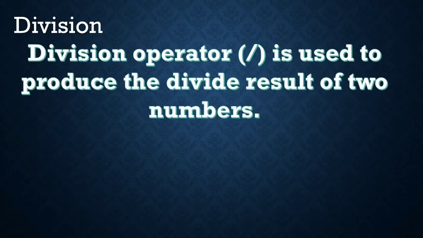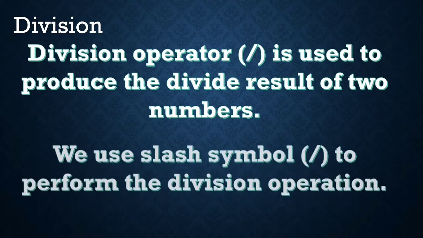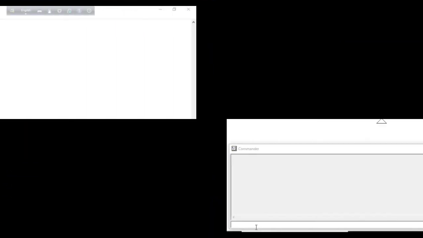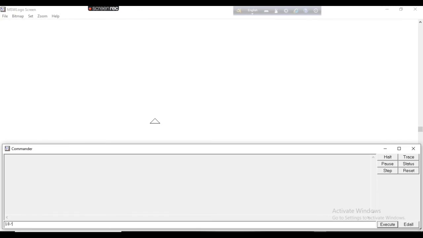Now the last operator is division. The division operator is used to produce the divide result of two numbers. We use the slash symbol to perform the division operation. Here we just find the quotient of the two numbers. Here are the steps. First you put the numbers with the division sign, then you get the value but with an error message. You can print the numbers also, like print, then put the values, and then you get only the result. You can calculate decimal values also, like 9 divided by 4, which gives 2.25.